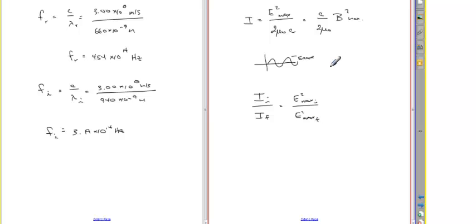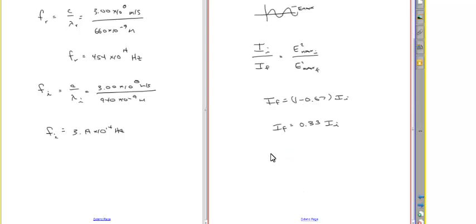And so in the problem, they're saying the energy decreases by 67%. So if it decreases by 67%, what's left over, the intensity final, is equal to 1 minus 67%, which in decimal form is 0.67, times the initial intensity. So the final intensity is 0.33 times the initial intensity. And if you take the ratio of those two, we would divide by that, which would give us 3. So I initial over I final is going to be equal to 3.